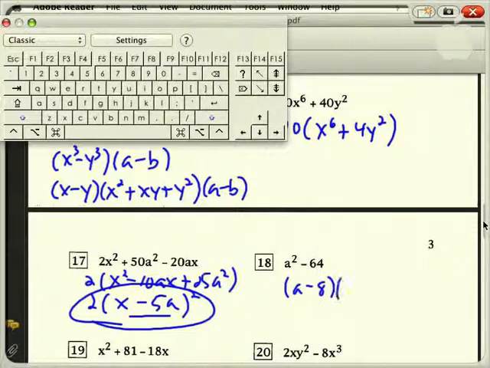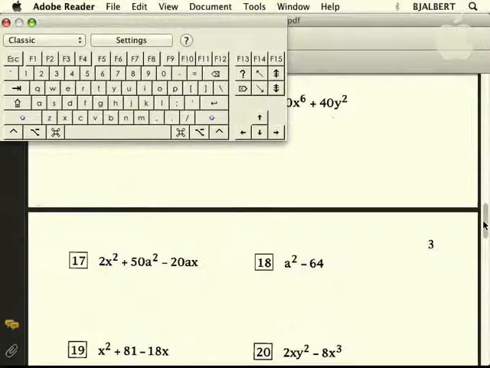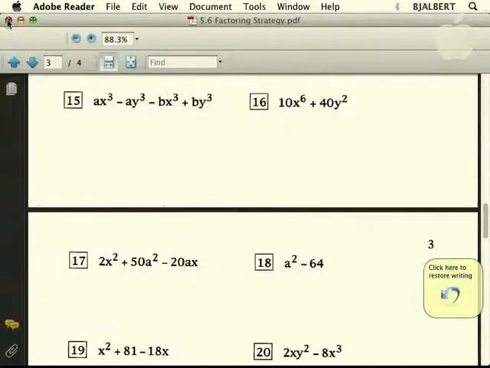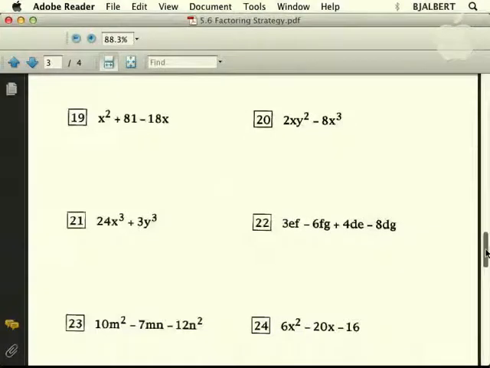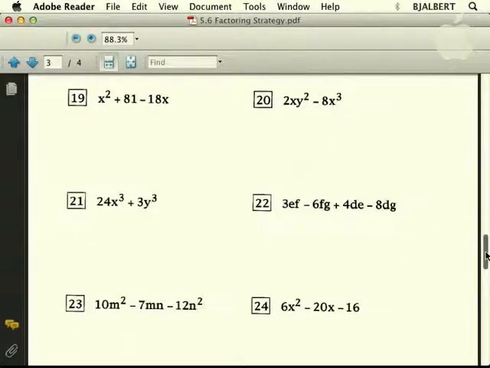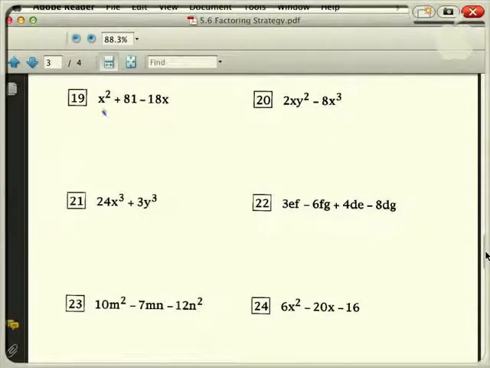Number 18, we have the difference of 2 squares. A minus 8 times a plus 8. Let's get rid of this funny looking thing up there. All right. Number 19. That's x squared minus 18x plus 81. That will be a trinomial square. Recognize that one.